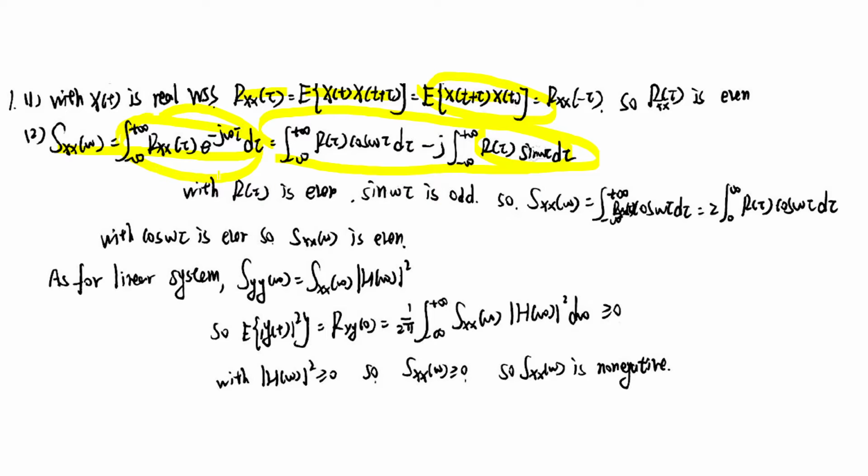So Sxx(omega) equals the integration from negative infinity to positive infinity of Rxx(tau) multiplied by cosine omega tau. And we know that Rxx(tau) is even, and cosine omega tau is also an even function. So in general, the integration of the whole even function is even, so Sxx(omega) is even.